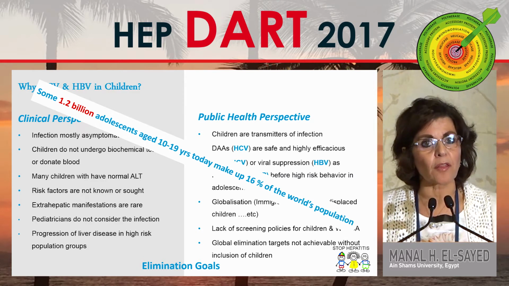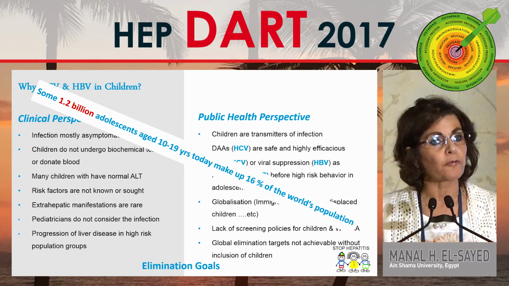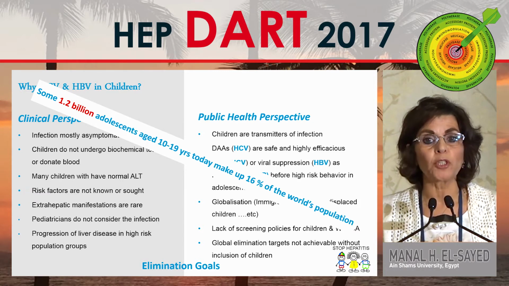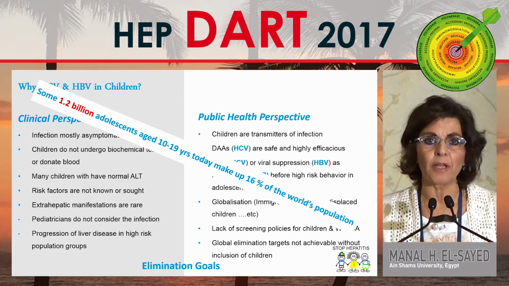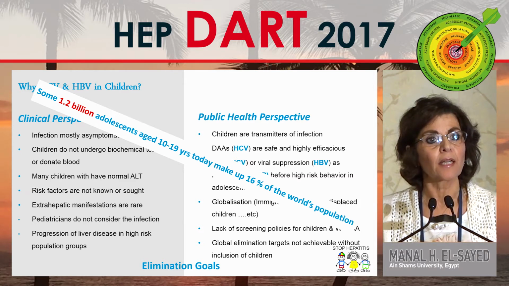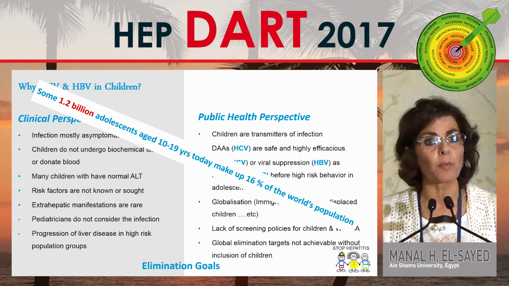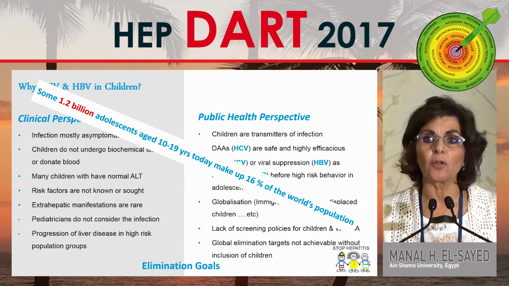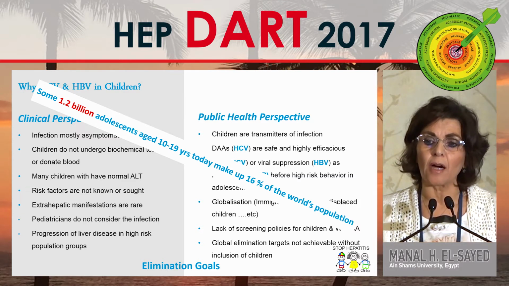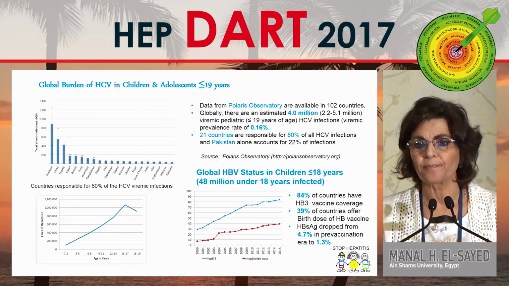And this is just a thought: 1/3 of the global population are below the age of 15, and there are 1.2 billion adolescents living between ages 10 and 19 globally. And this is a considerable population, and most of those, or in some areas, they are a high-risk population group.